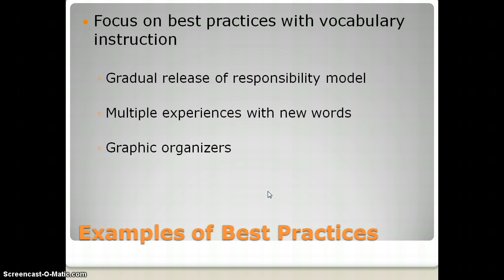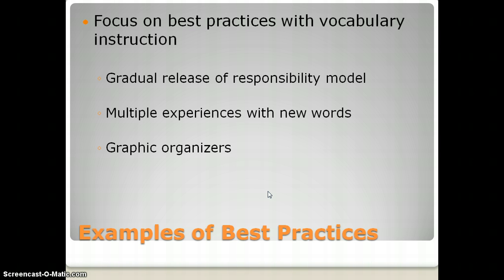Next, I looked for examples of best practices within the program, and I found 3 dominant best practices. One is that they definitely show the gradual release of responsibility model. Vocabulary, for example, is initially introduced by the teacher, and then the class as a whole participates in identifying words using context clues, so they're getting support from their learning buddies. And then finally, students are asked to demonstrate knowledge of the words in an individual practice book page. So there you have your gradual release of responsibility for learning to the student.